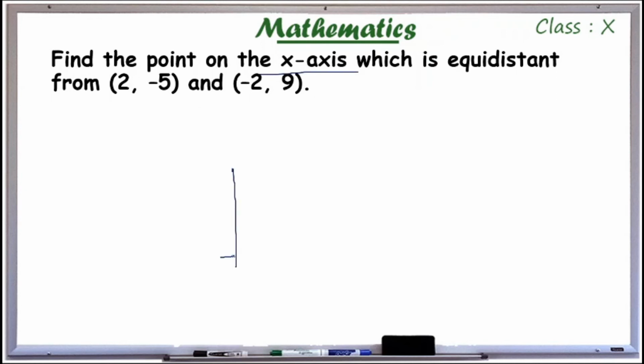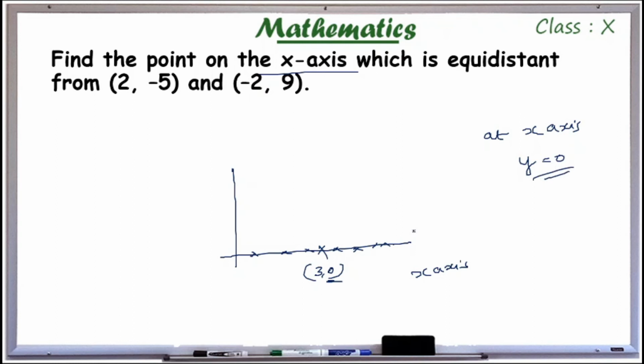There is a peculiarity for the x-axis. In this question it says that a point lies on the x-axis, which means the x value can be anything, but the y value is 0. At the x-axis the y value is 0. You can check, take this point 3, 0. So the y value is 0. So for any point that lies on the x-axis, the y value is 0, and for any point which lies on the y-axis, the x value will be 0.